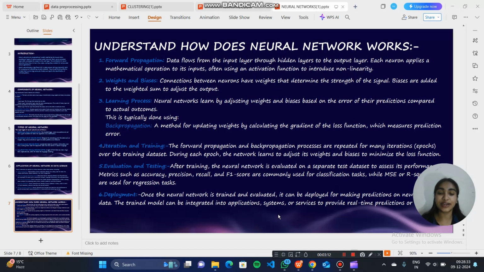Fifth, evaluation and testing. After training, the neural network is evaluated on a separate test dataset to assess its performance. Metrics such as accuracy, precision, recall, and F1 score are commonly used for classification tasks, while MSE or R squared are used for regression tasks. Sixth, deployment. Once the neural network is trained and evaluated, it can be deployed for making predictions on new, unseen data. The trained model can be integrated into applications, systems, or services to provide real time predictions or analysis.